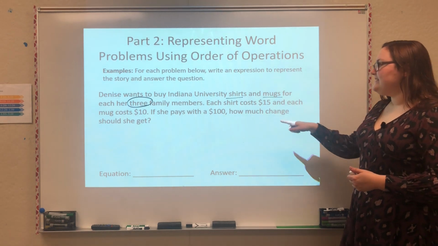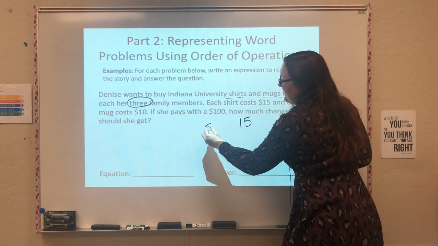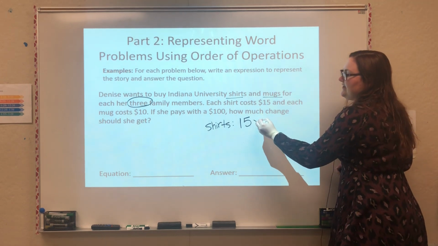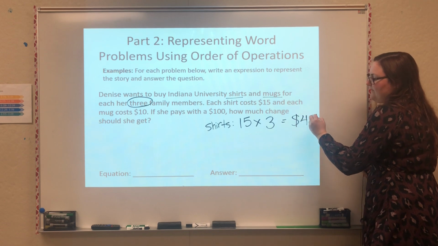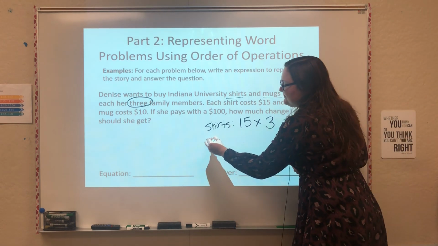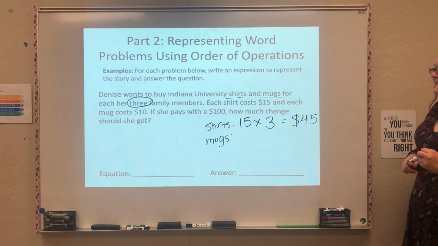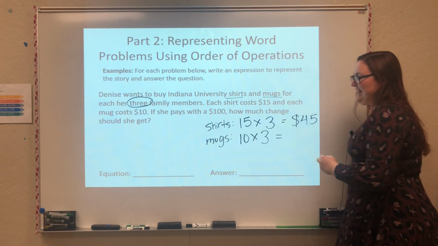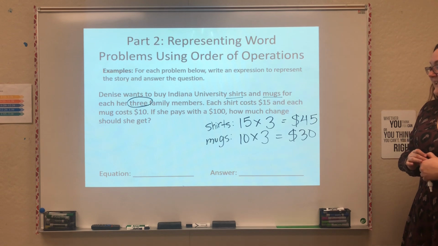To find the total cost of the shirts, each shirt is $15. I'm going to go ahead and label this first. So the shirts, each shirt is $15 times the 3 shirts she's buying. That gives me, she's spending a total of $45 on shirts. The other thing she's buying are the mugs. So the cost of the mugs is $10 each. She's also buying 3 of those. And then 10 times 3 gives me $30.